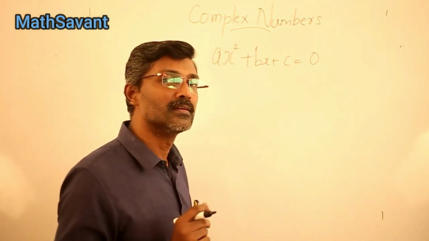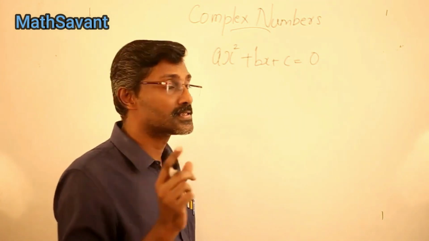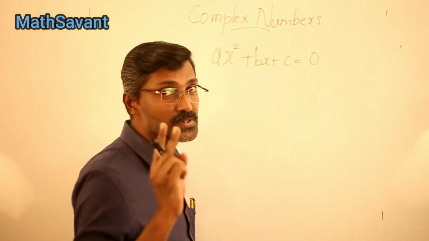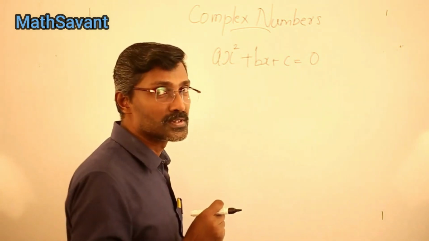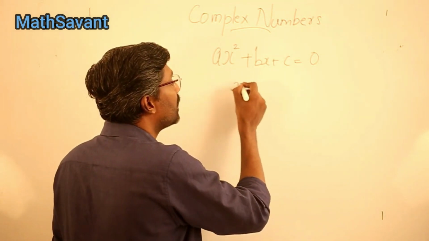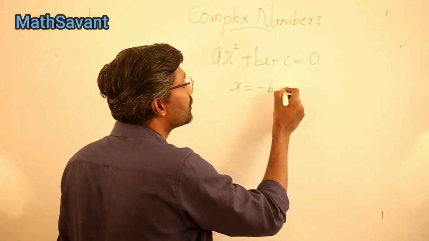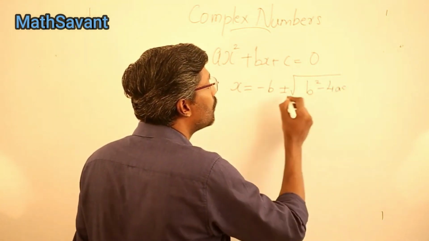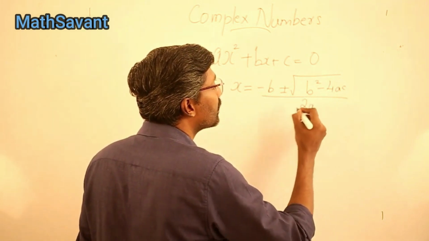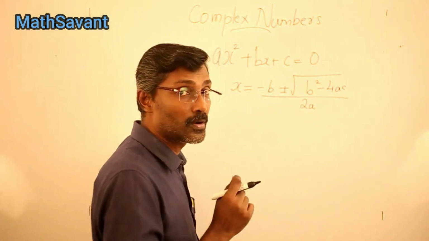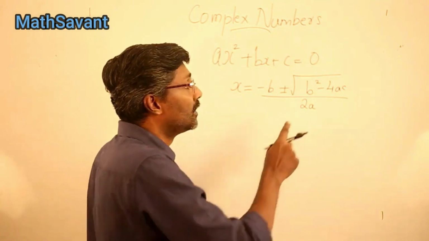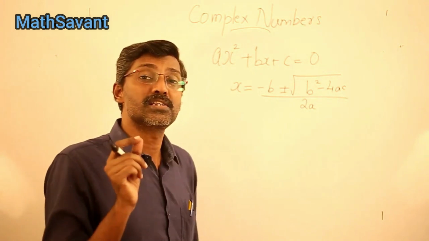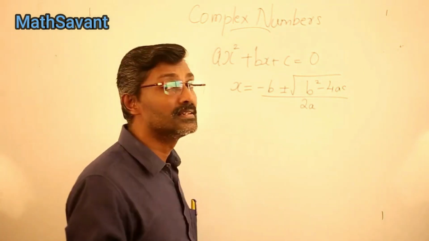And how do you find the roots of this equation? Obviously, this equation is of degree 2 and it has two roots, two solutions, right? How do you find the roots of this equation? It is given by x is equal to minus b plus or minus root of b square minus 4ac the whole divided by 2a. All of you remember this? This is a very important equation which you have to remember. And b square minus 4ac, I have already told you, is called the discriminant of this equation.